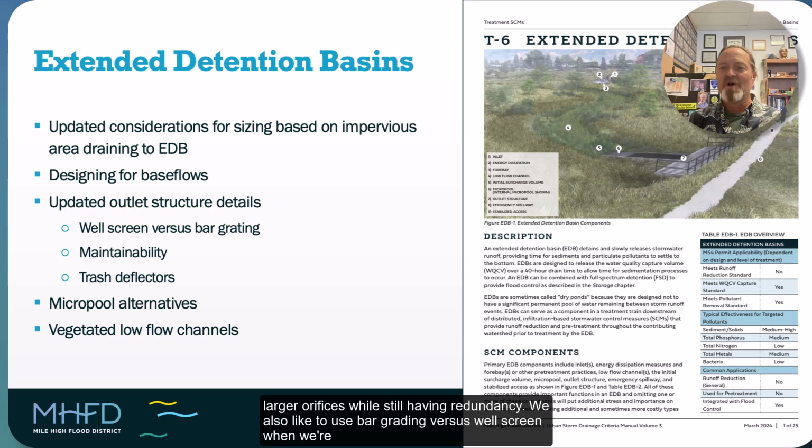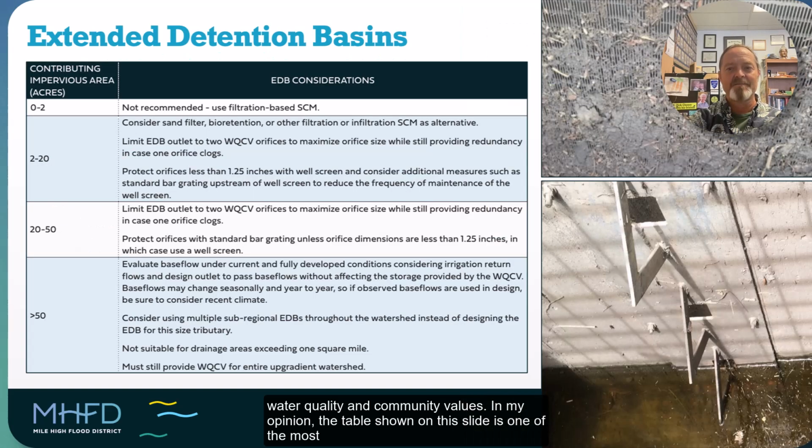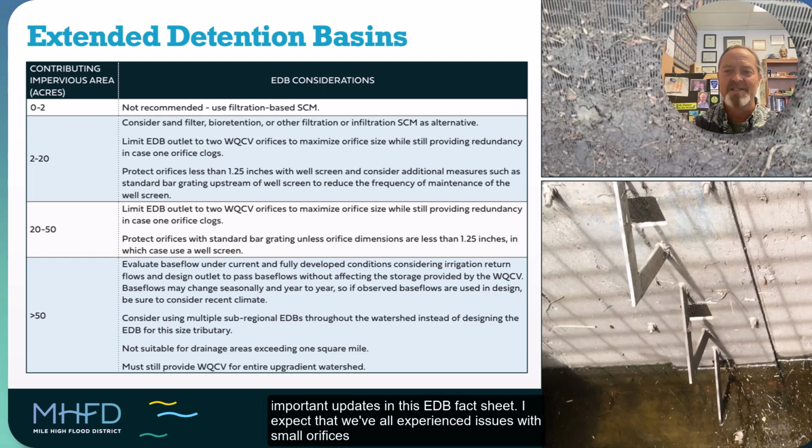We also like to use bar grading versus well screen when we're able to, and the new details provide a variety of configurations. We provide some new guidance on alternatives to micropools, and finally there are new criteria related to vegetated low flow channels, which provide benefits for water quality and community values. In my opinion, the table shown on this slide is one of the most important updates in this EDB fact sheet. I expect that we've all experienced issues with small orifices or well screens that clog. This creates a lot of maintenance headaches and it diminishes the effectiveness of the SCM.